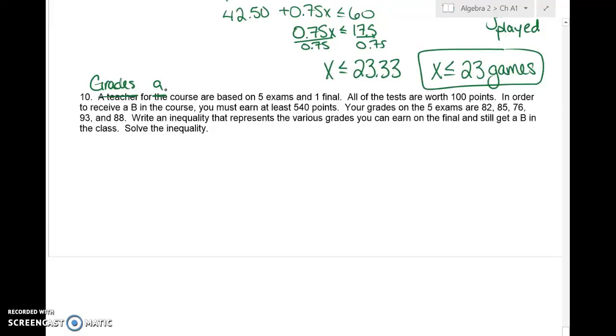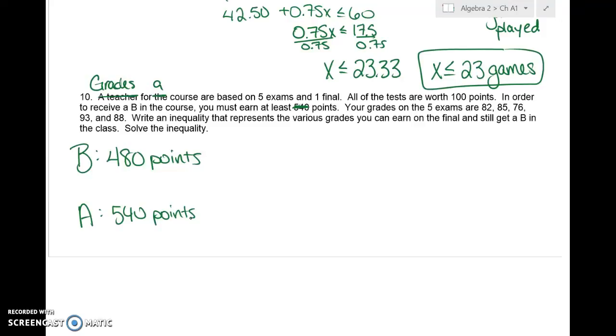In order to receive a B in the course, we are going to change this to 480 points. So to get a B, you need to score at least 480 points. To get an A, you need to score at least 540 points. So we are going to create a 2-part problem here. We're first going to think about what do we need to get on the final to get a B? What would we need to get on the final to get an A? Your grades on the 5 exams are 82, 85, 76, 93, and 88.